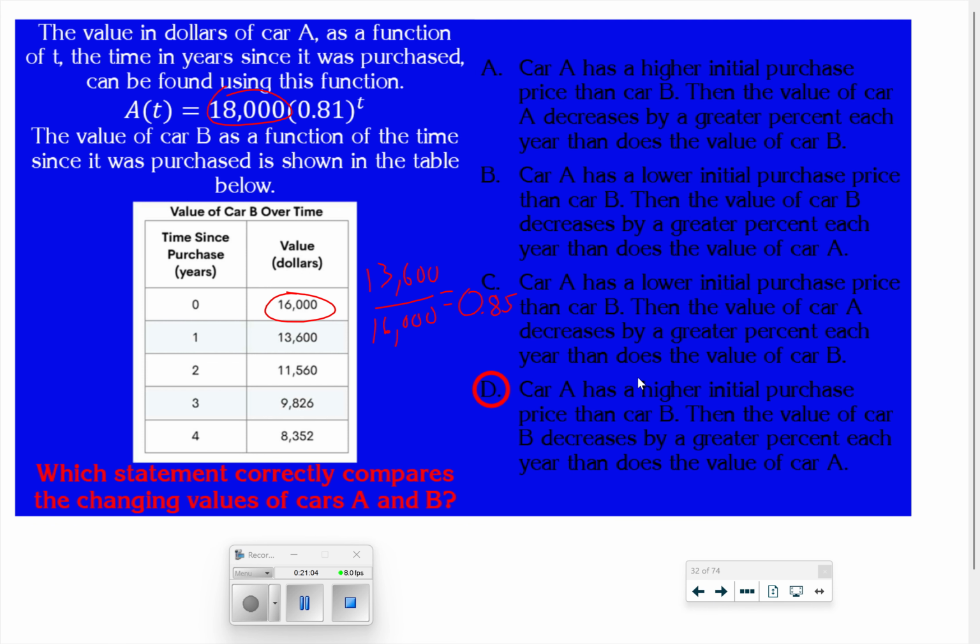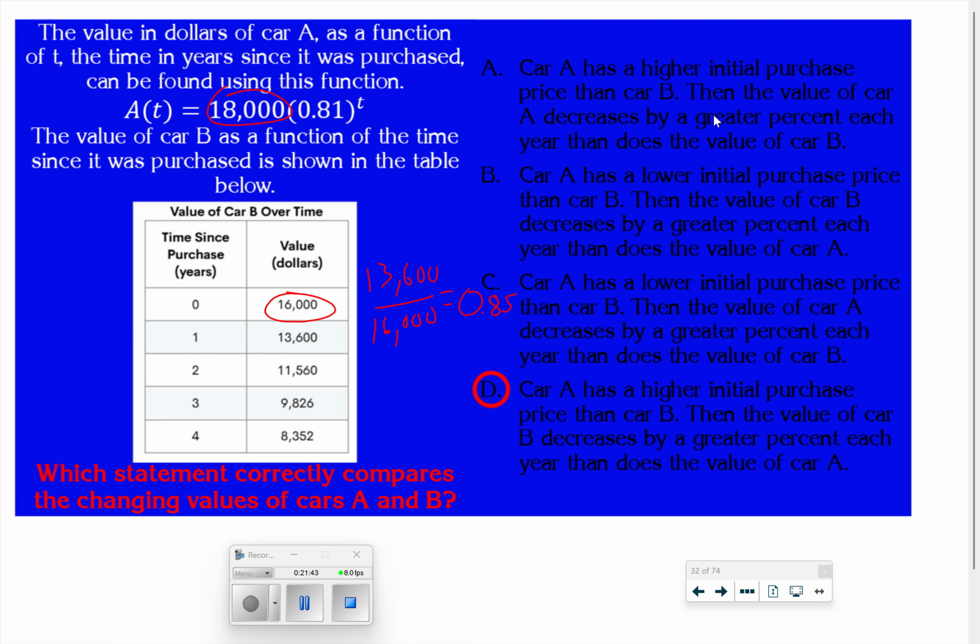Okay, so let's take a look at each one. Sometimes you have to use process of elimination. This is one of those. So let's start with the easiest part, which is the initial value. Notice how each one of these questions asks about the initial purchase or the initial value. From car A, we know the initial value is 18,000, and car B, the initial value is 16. So car A is higher in A and D, and it's lower in B and C. So we could, off the top, eliminate B and C.